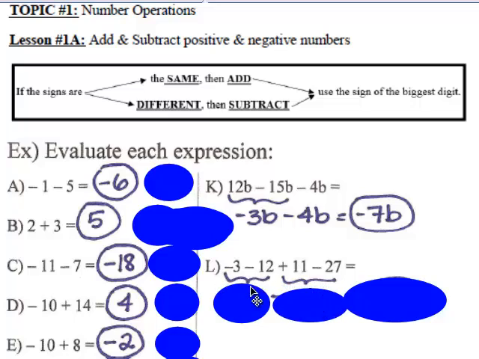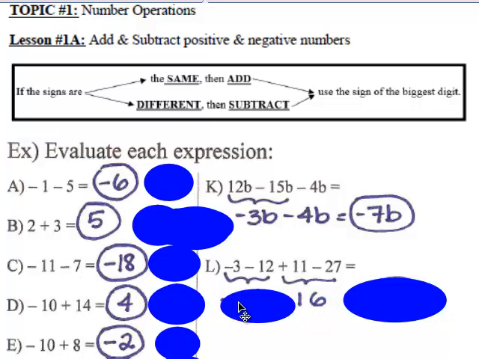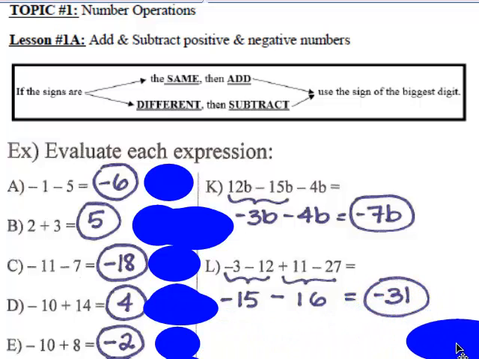First 2, signs are the same. I add, so it'd be 15, and it'd be the sign of the biggest, which is negative. So negative 15. The next one, signs are different, so you're going to subtract. So 27 take away 11 would be 16, and it would be negative because 27 is the biggest. And now, since the signs are the same, you're going to add them. So this would be 31, and it would be the sign of the biggest, which is negative 31.